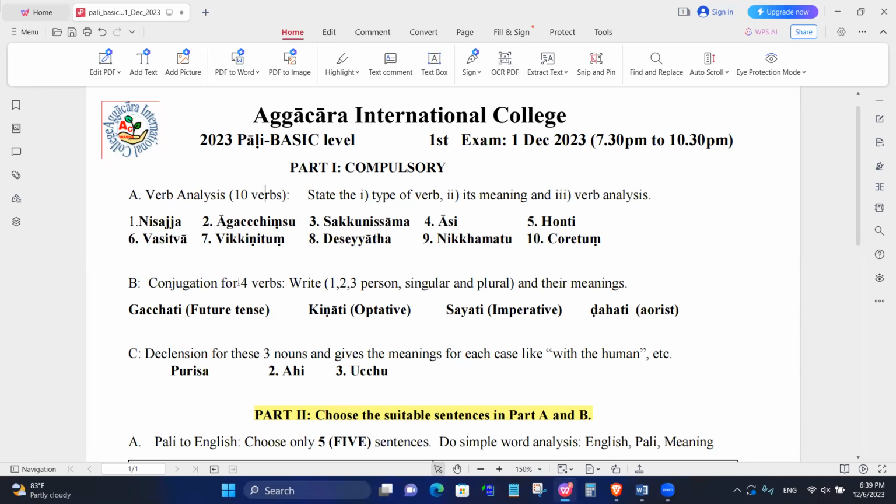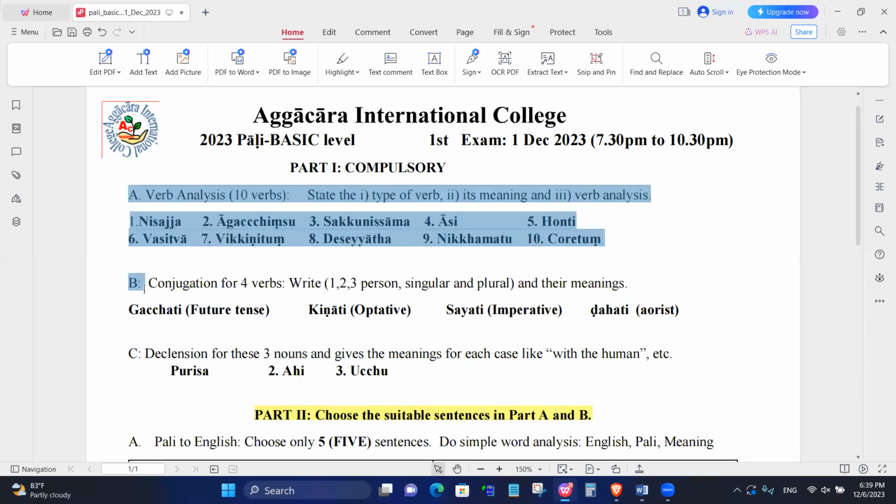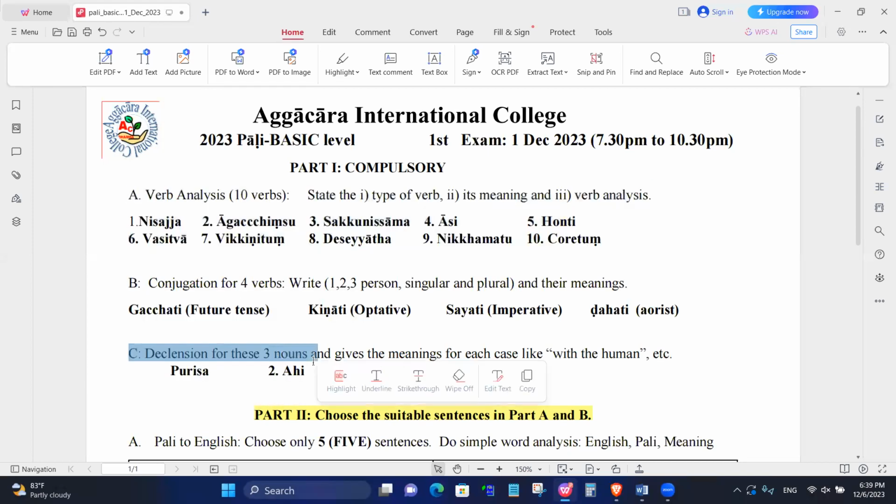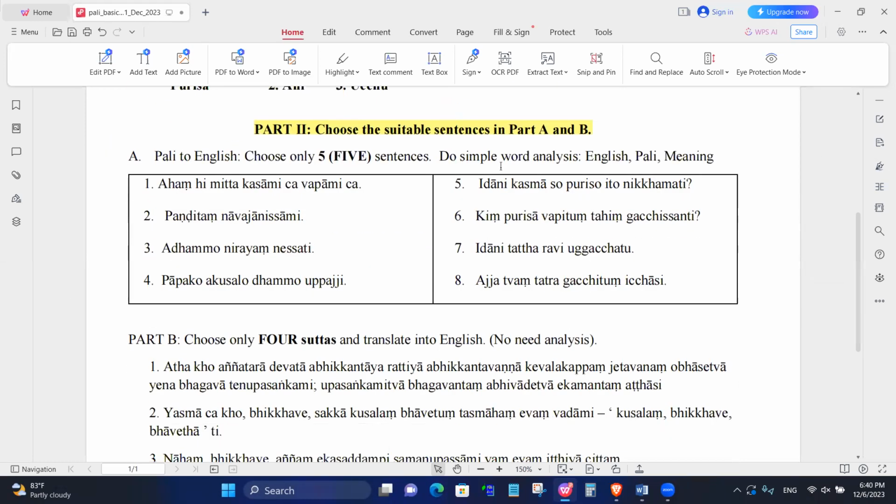And after that is conjugation. This is also verb, so A and B are verbs. And C is declension. Declension is very important; declension means for nouns. So A and B are verbs, and C is a noun. This is the basic of any Pali grammar. If you learn any Pali, you will come to this part, verb and noun. So that's the reason why I put these questions.